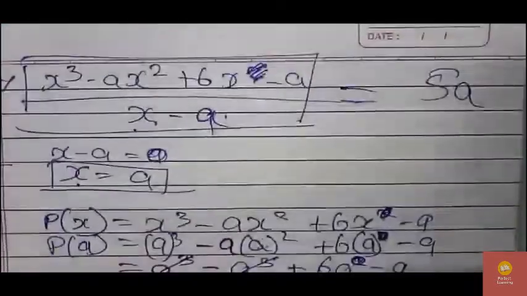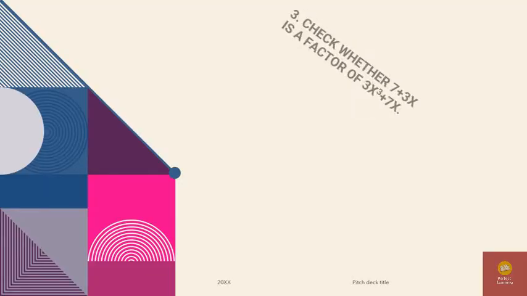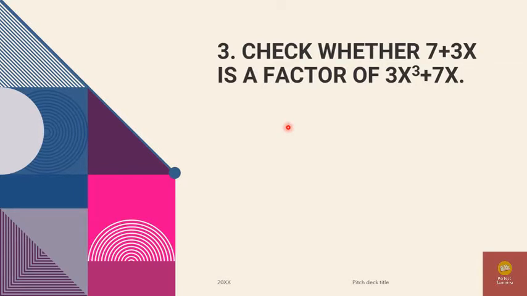Okay, next, the third problem. We have solved the second problem. Now the time is to solve the third problem. Check whether 7 plus 3x is a factor of 3x cube plus 7x. We have to check whether this is a factor of this equation or not. Okay, come friends, we will solve that. We will crack it. Come, let's move.